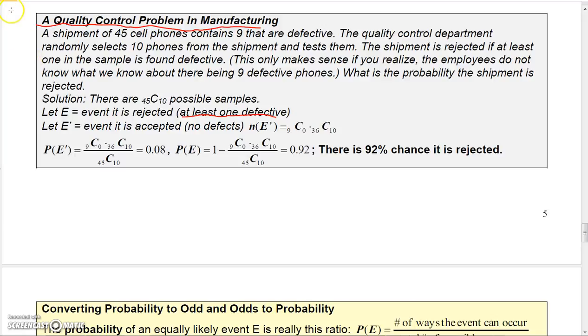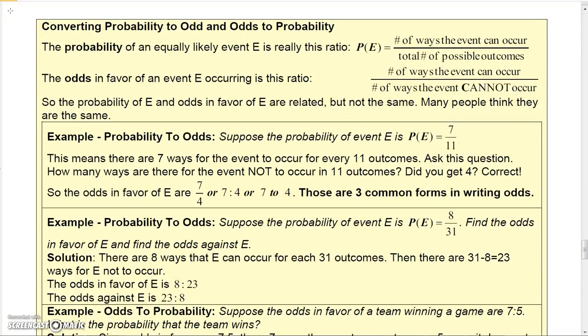And now I want to move on to one last thing. Here, converting probability to odds and odds to probability. The probability of an equally likely event E is this ratio: the number of ways the event can occur over the total possible outcomes. But the odds in favor of an event E occurring is the number of ways the event can occur to the number of ways the event cannot occur.